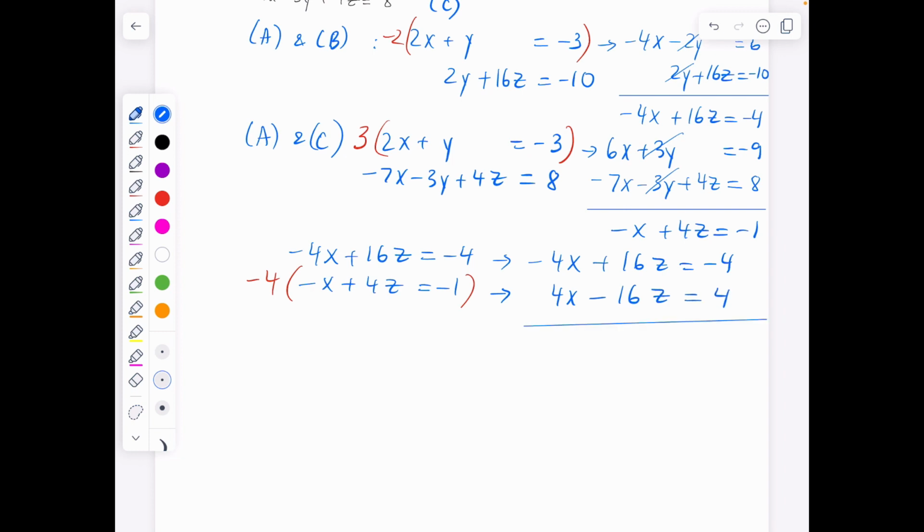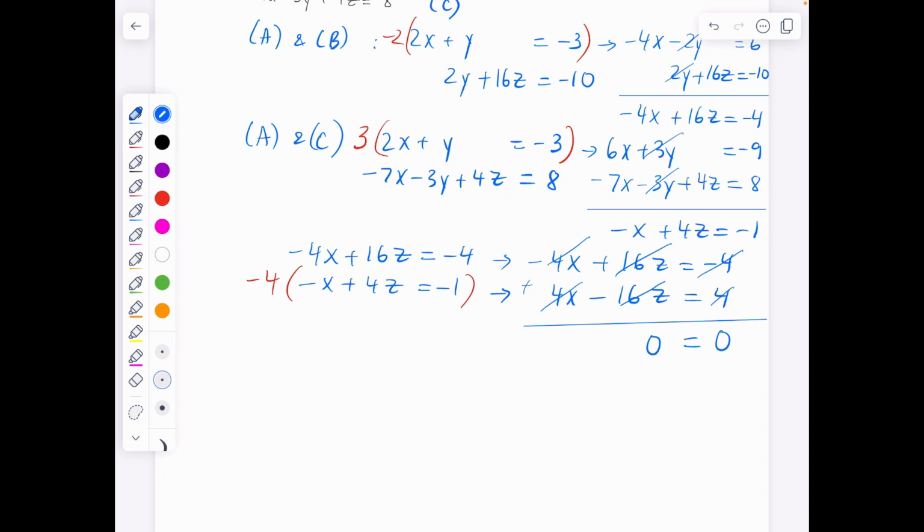Now we're adding the 2 equations. So the variable x is eliminated, which is great. But variable z is also eliminated. So that gives us 0 on the left side. And the constants are also eliminated. So it also gives us 0.